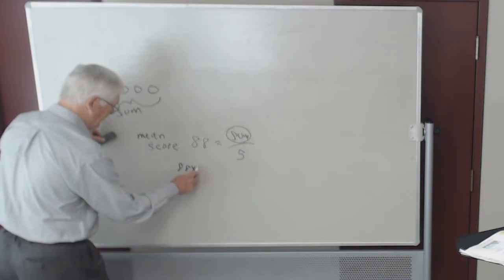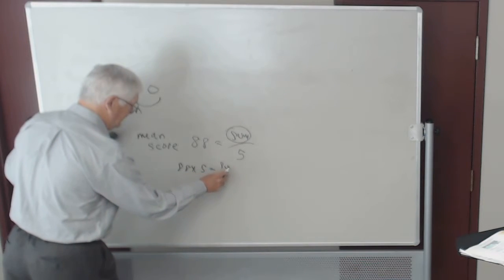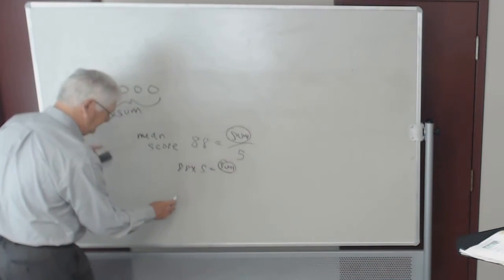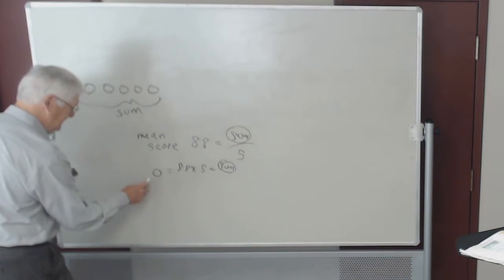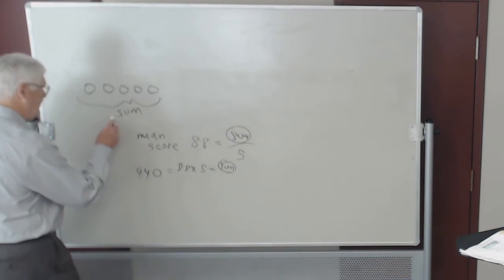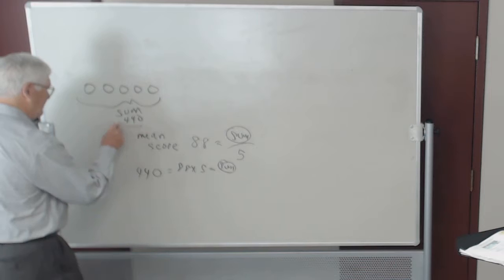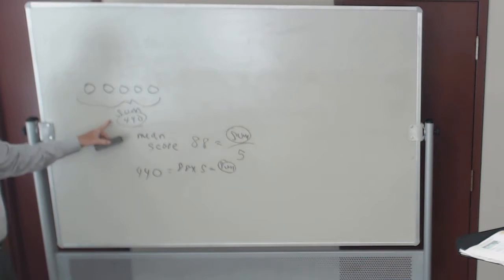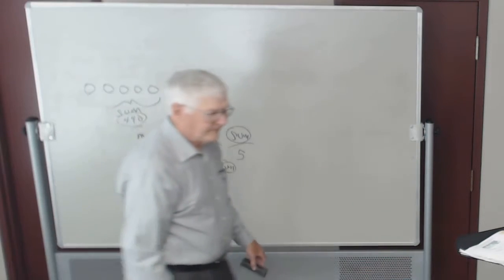88 times 5 would equal the sum. So that would be 440. You follow me? The sum of these 5 scores is 440.